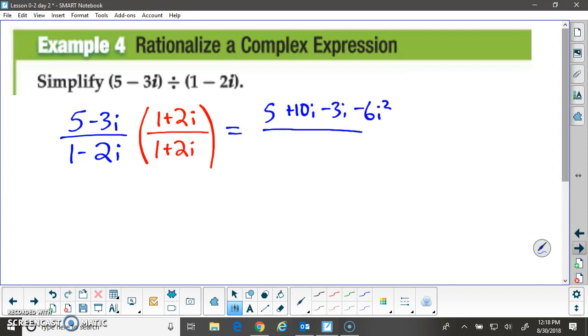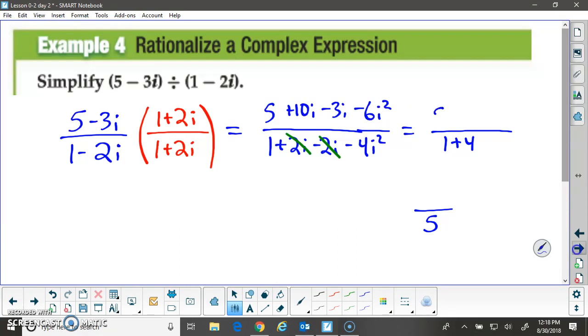And when I FOIL the denominator, normally I don't write out all 4 terms, but I'm going to do that here so that you can see what happens with those middle 2 terms. When you FOIL out conjugates, the middle 2 terms should cancel out, as you can see here. So simplifying, we end up getting 1 plus 4 on the bottom, which is a 5. In the top, it looks like we can change that into 5 plus 7i plus 6, which reduces into 11 plus 7i.